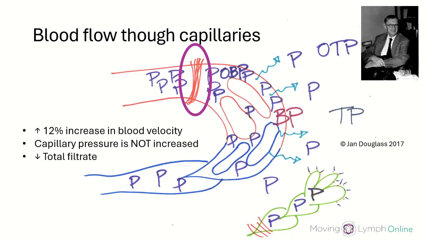Hutchenreuter measured a 12% increase in blood velocity and importantly noted that there was no corresponding increase in capillary pressure, and that this actually reduced the total filtrate. This is the opposite to compressive massage, in which the total capillary pressure is increased and therefore the total capillary filtrate is increased, and therefore massage is not appropriate in acute edemas.